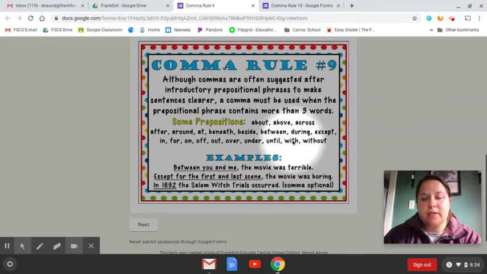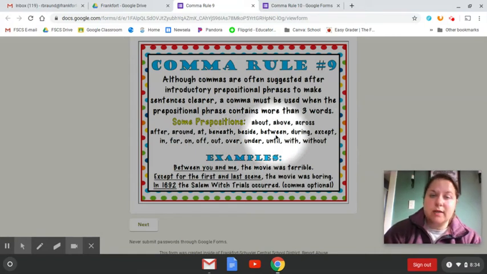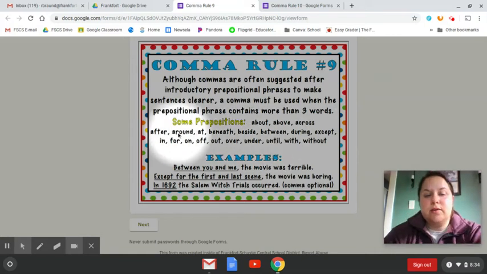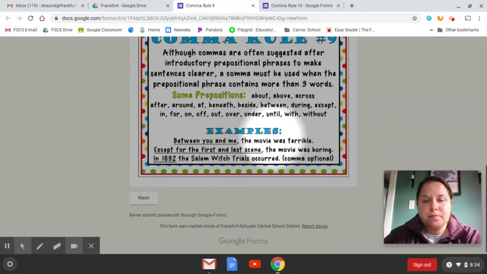Here are some prepositions. Prepositions are words that give you like direction. So for example, you see things like above and between, and then they're clarifying like relationships, such as beside this or except that. So here's a list of the common prepositions you might see in these introductory phrases. Here's some examples. Between you and me, the movie was terrible.